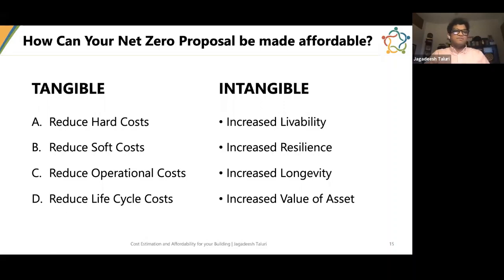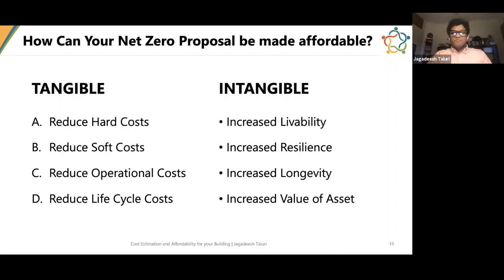So reducing hard costs will work well for every project partner, whether somebody is selling the asset or somebody is owning the asset. Reducing soft costs also, I'll explain how you can reduce the soft costs. And operational costs and life cycle costs will not be able to persuade a project partner who is in the mood of selling the project, but still it will make a compelling argument. And you should also be aware of the intangible aspect. The intangible aspect is the one that's going to increase the marketability of the project.